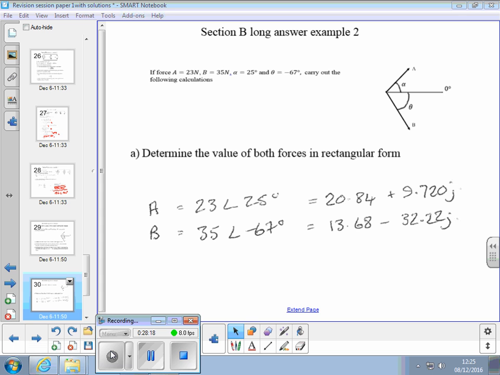Right. Section B, long answer example. The first bit asks you to determine both of the forces in rectangular form. So you can just use your calculator here to turn them into 20.84 plus 9.72j, 13.68 minus 13.2j. The reason I've done that is so I can add them together. Okay? Yes, just a simple calculator thing, 2 marks.